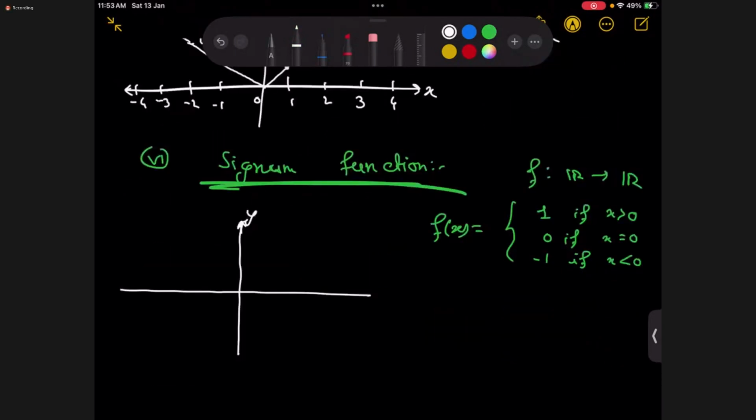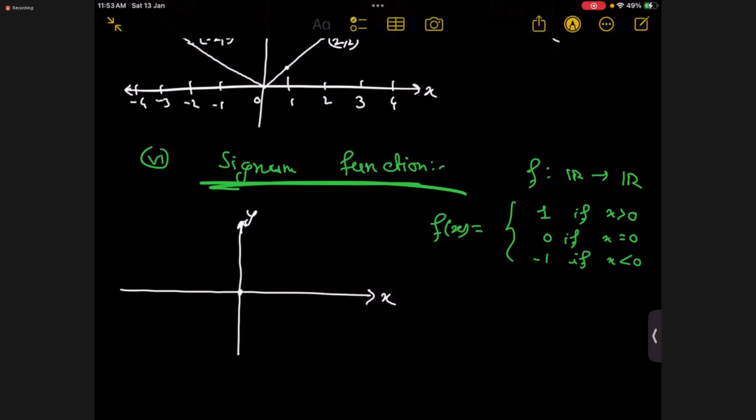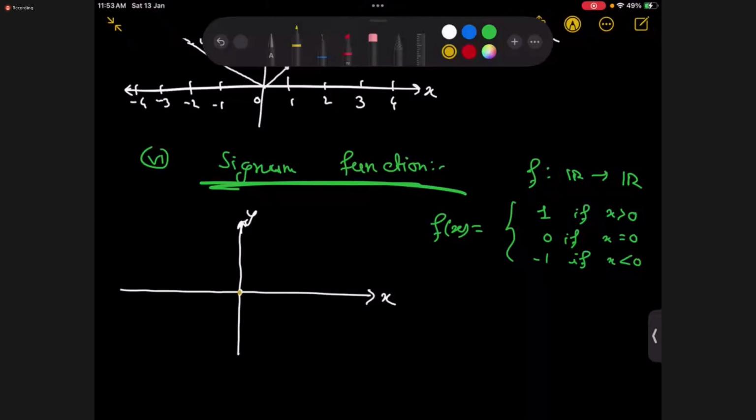This is y, this is the x-axis. So at the point 0, it is 0. Let us draw this with a green line, okay, yellow point. So at the point 0, it is 0. On the positive axis, it is 1. So the graph will be like 1. And on the negative x-axis, it will be minus 1. This is our points 1, 2, and so on. This is minus 1, minus 2, and so on. Okay. So this is our signum function, and this is the graph of the signum function.